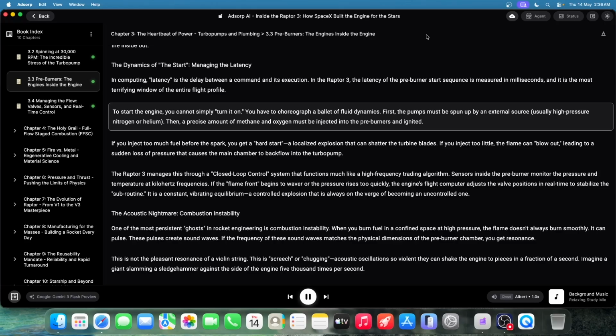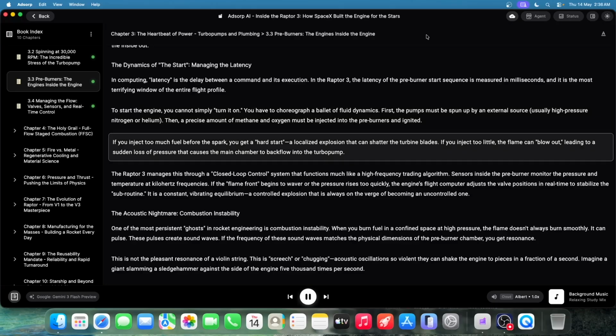First, the pumps must be spun up by an external source, usually high-pressure nitrogen or helium. Then, a precise amount of methane and oxygen must be injected into the preburners and ignited. And if you inject too much fuel before the spark, you get a localized explosion that can shatter the turbine blades. If you inject too little, the flame can blow out, leading to a sudden loss of pressure that causes the main chamber to backflow into the turbopump.